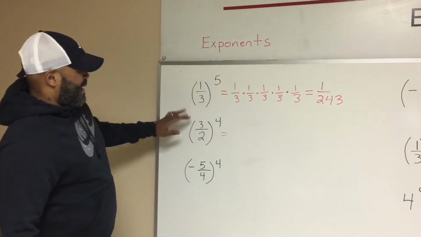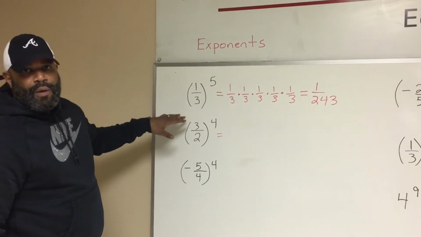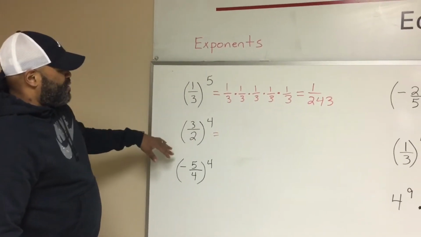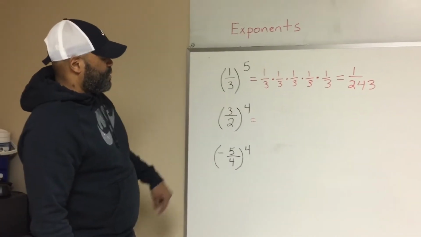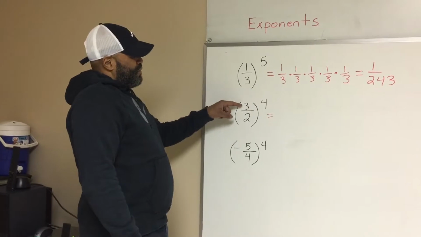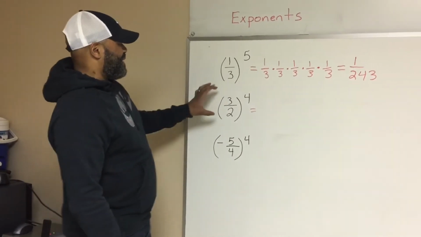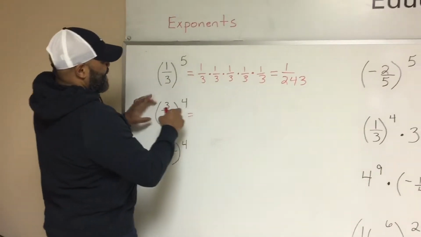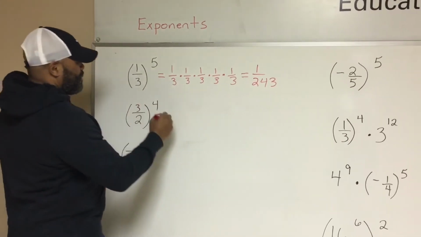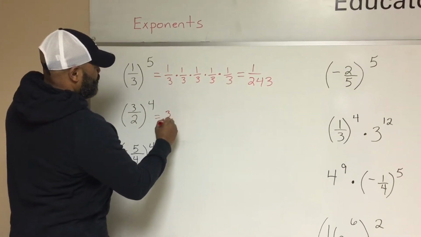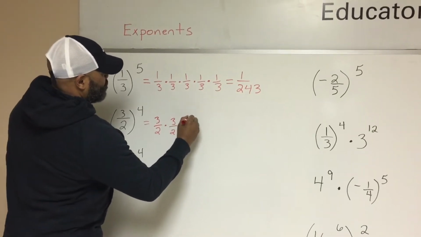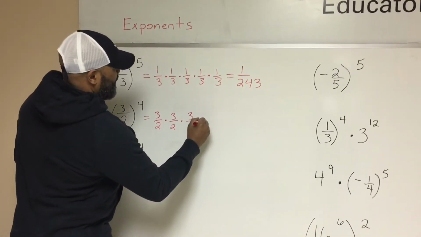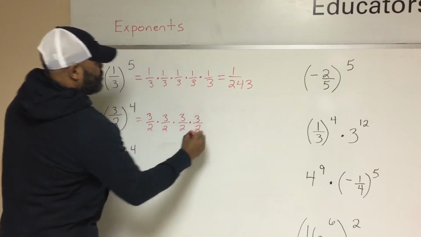Guess what that means? 3/2. That's the same thing as 1.5, which is the same thing as 3/2, which is 3 in the numerator, 2 in the denominator. I'm gonna take this problem, 3/2, write it down 4 times, and then I'm gonna multiply. 3/2 times 3/2 times 3/2 times 3/2.